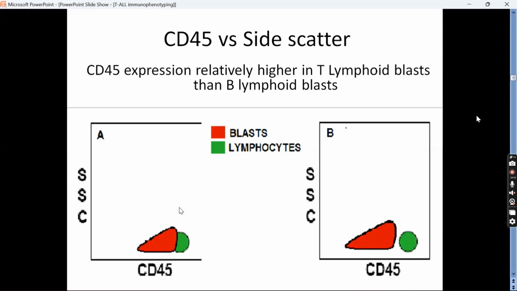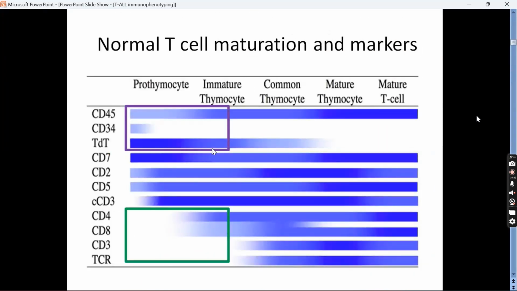Okay, so any doubts till now? Sir, CD7 is a marker throughout the lineage, while cyto CD3 is negative in the very early stage. So why can't we take CD7 as a lineage specific marker in place of cyto CD3? Excellent question. I appreciate. Great question. She says you told that CD7 is expressed throughout the T cell maturation, whereas cyto CD3 is expressed somewhere later.